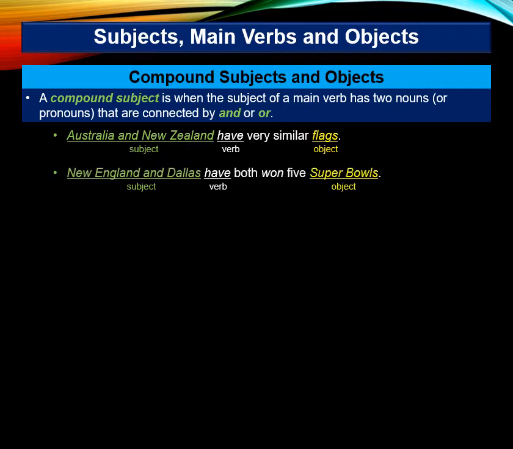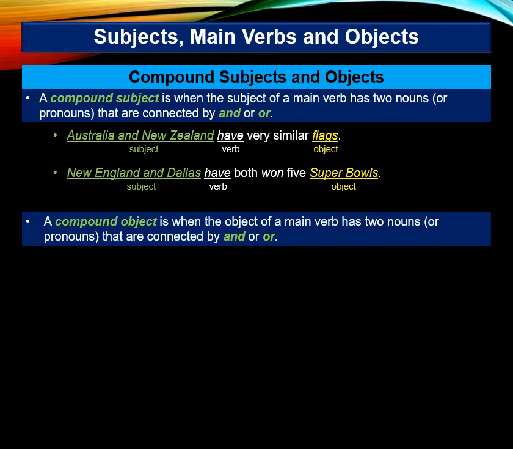New England and Dallas have both won 5 Super Bowls. Again, one verb, have, 2 subjects, compound subject, New England and Dallas. Still, both of these sentences have only one clause because they have only one main verb.